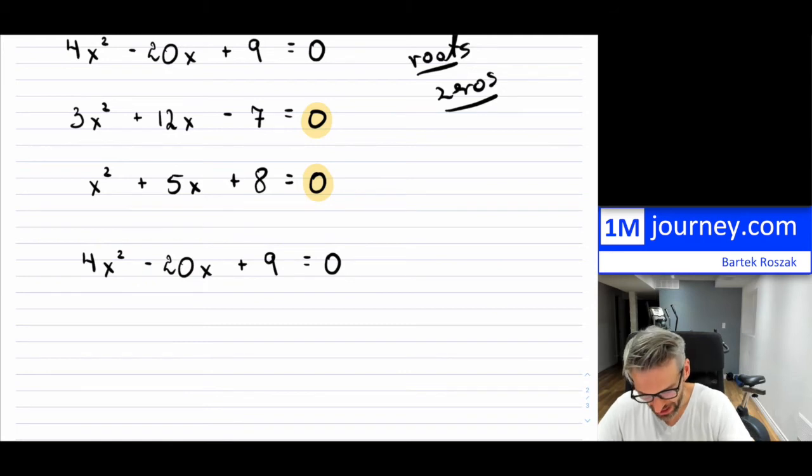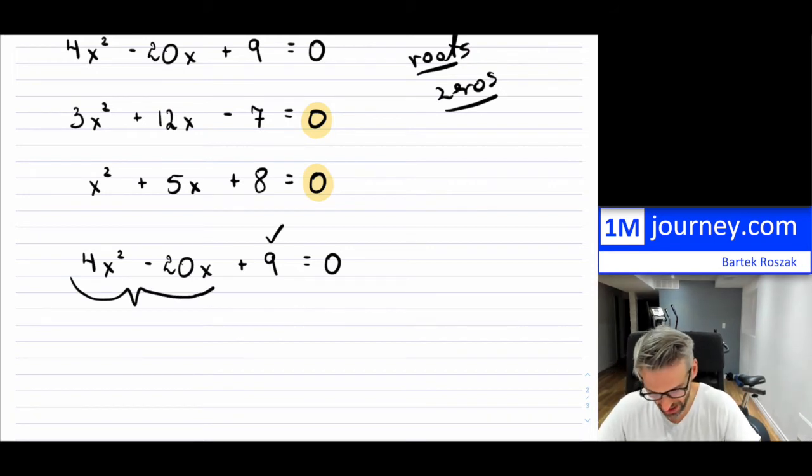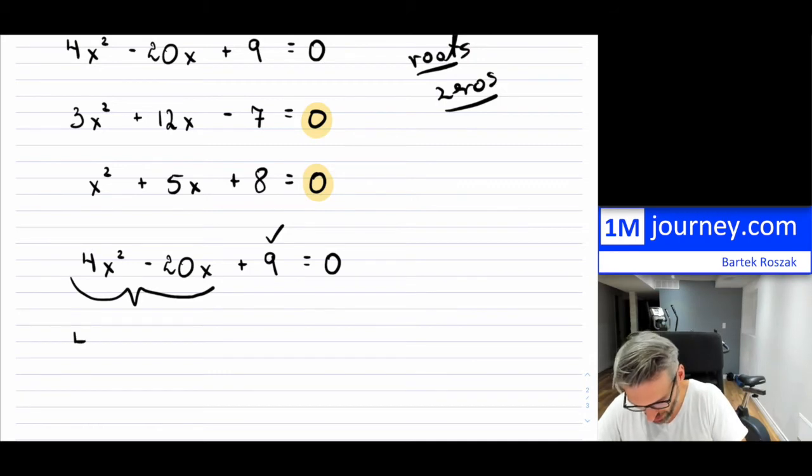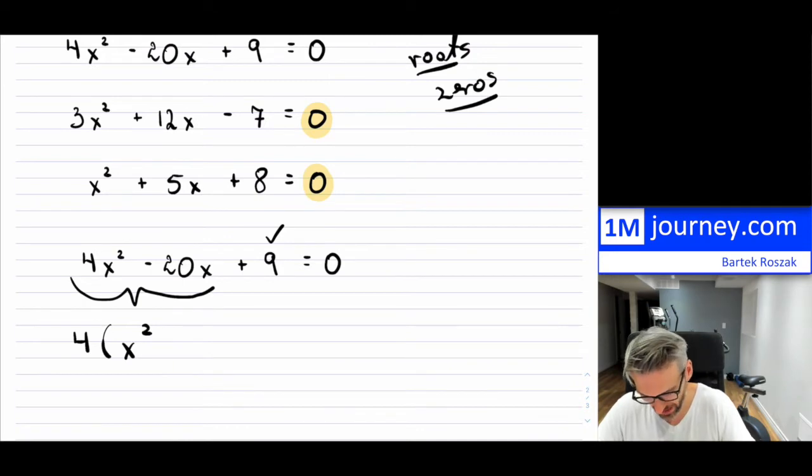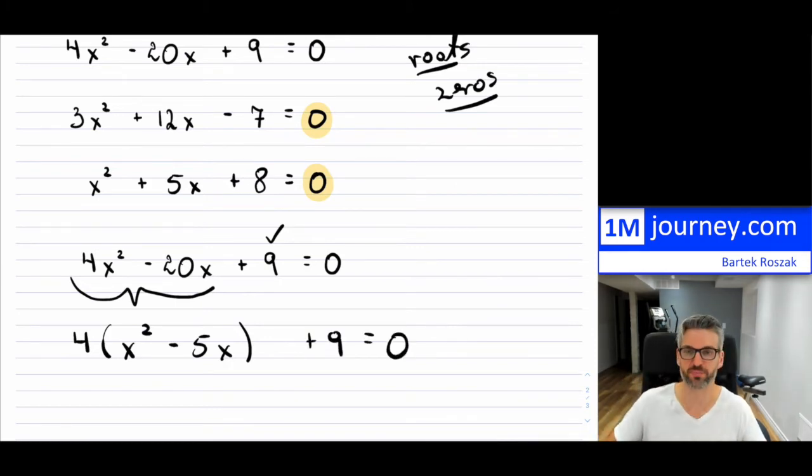So let's take that, and then I'm going to take this right here and complete the square. I'm going to leave this 9 over on the side. All right, so in order to complete the square, I'm going to take out the 4. So that's going to be 4, and then in brackets, I'm going to have x squared minus 5x. All right, so that's what I have in brackets. And here it's going to be plus 9. So that's going to be my first step from completing the square, as we recall.